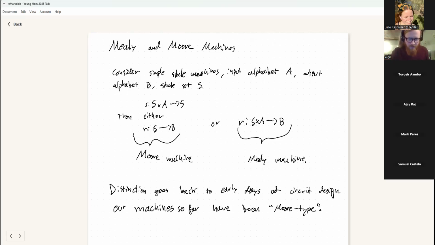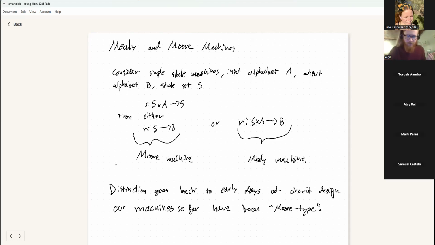So either you can say there's a function from S to B, where B is the set of outputs, where the input that we got on this time step only affects the next output. Or we can say there's a function from S times A to B, and the input that we got on this step goes directly through to the output if we want.